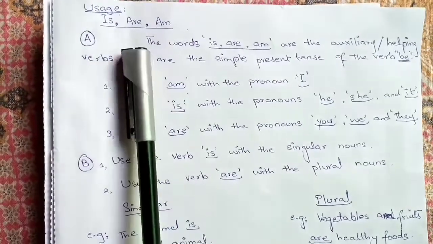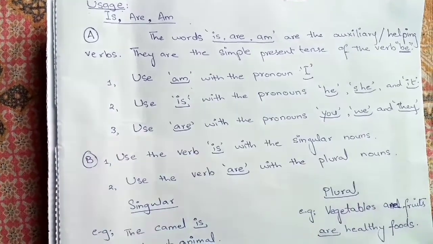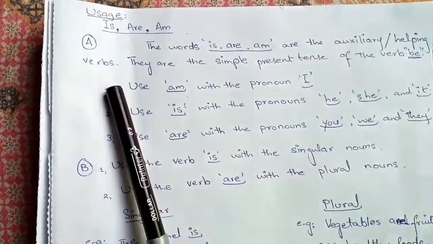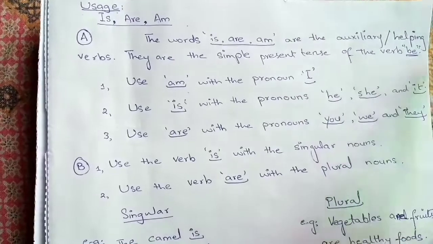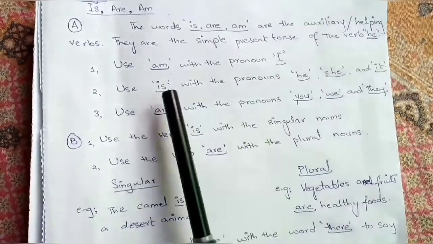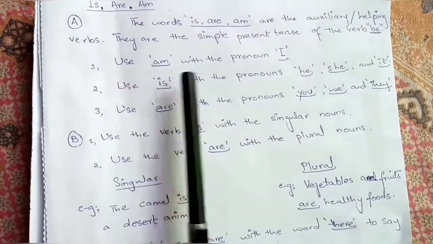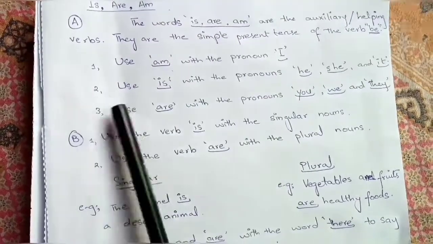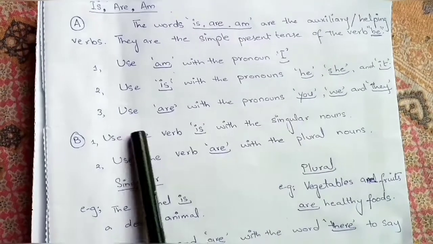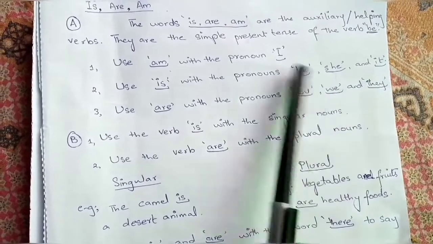Now I will discuss the usage of these words is, are, am, that is, where you have to use these kinds of words. The words is, are, am are the auxiliary or the helping verbs. They are the simple present tense of the verb be. Now I will discuss with which pronouns we have to use the words is, are and am. Firstly, use am with the pronoun I. Use is with the pronouns he, she and it. Use are with the pronouns you, we and they.